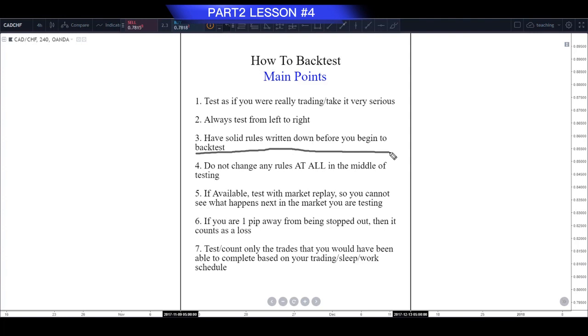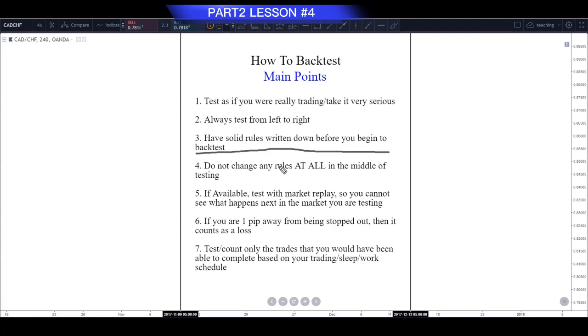But then you're not implementing that in the previous trades you've tested, nor are you implementing it in the future trades you're going to test. So that's what's called curve fitting. And if you don't have a solid set of rules written down right beside you, you are way more likely to make that mistake in your backtesting process. So make sure to have a solid, set-in-stone, rules-based system written down before you begin your backtesting process.